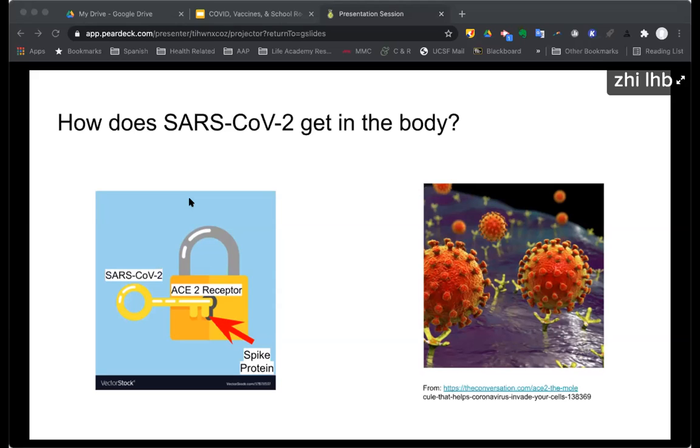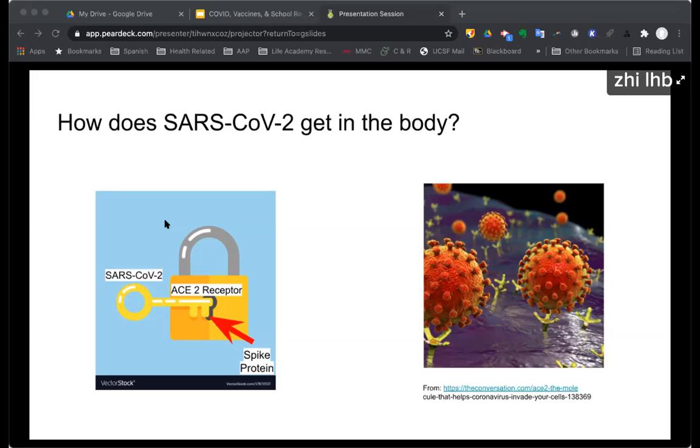So inside our noses and our throats and our respiratory tracts, we have these ACE2 receptors. And if the SARS-CoV-2 virus, if that spike protein comes into contact, it's just like a key entering a lock. It opens it up and it can get inside. And that's how SARS-CoV-2 gets inside our body to cause COVID.